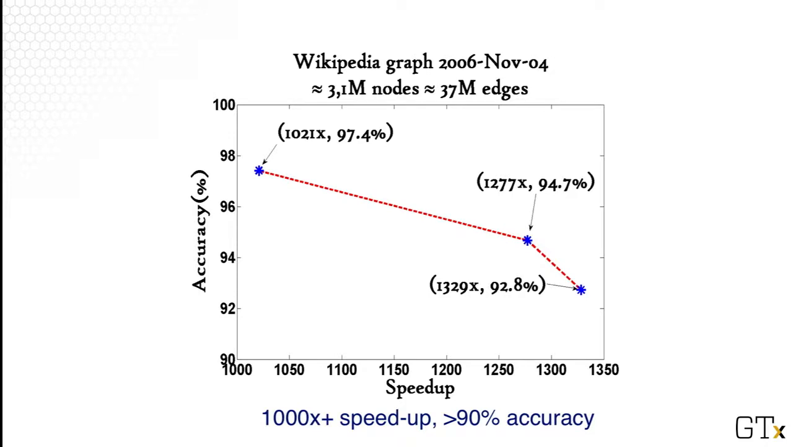For example, in this chart, we're showing the accuracy versus speedup plot. Vertical is the accuracy, meaning how close our approximation of the number of triangles is to the real number of triangles, and horizontal is the speedup. Unsurprisingly, we can expect up to thousands of times faster while still maintaining very high accuracy. For example, we can get about 97.4% accuracy at a 1,000 times speedup.